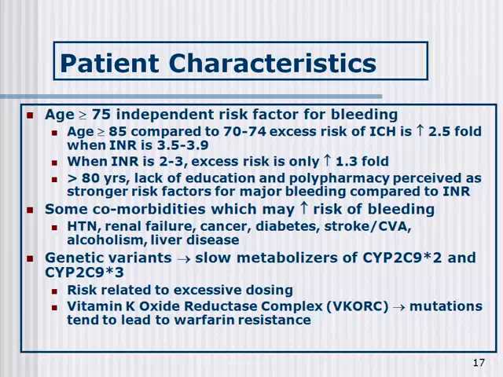Now, there are some comorbidities that also increase the risk of bleeding. Hypertension, particularly poorly controlled, long-standing hypertension, renal failure, cancer, diabetes, stroke, prior stroke or CVA, alcoholism, and liver disease. Liver disease, you're not making clotting factors, so you're going to have an exaggerated response.